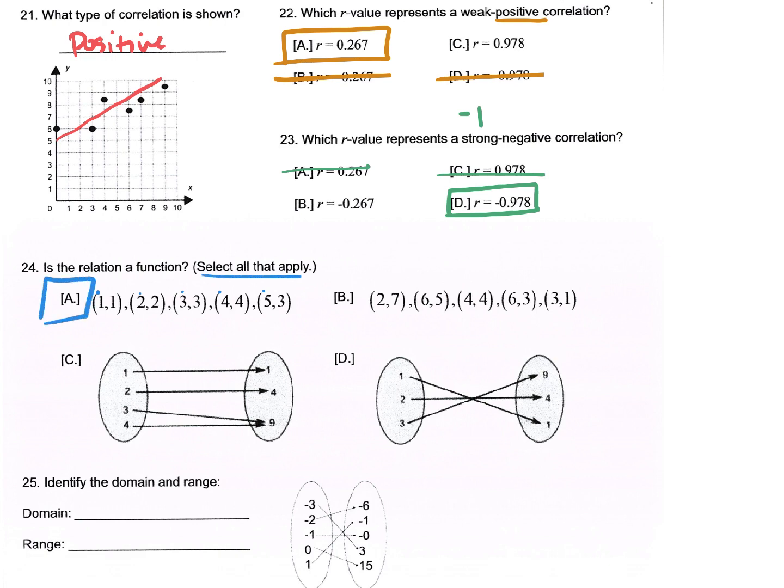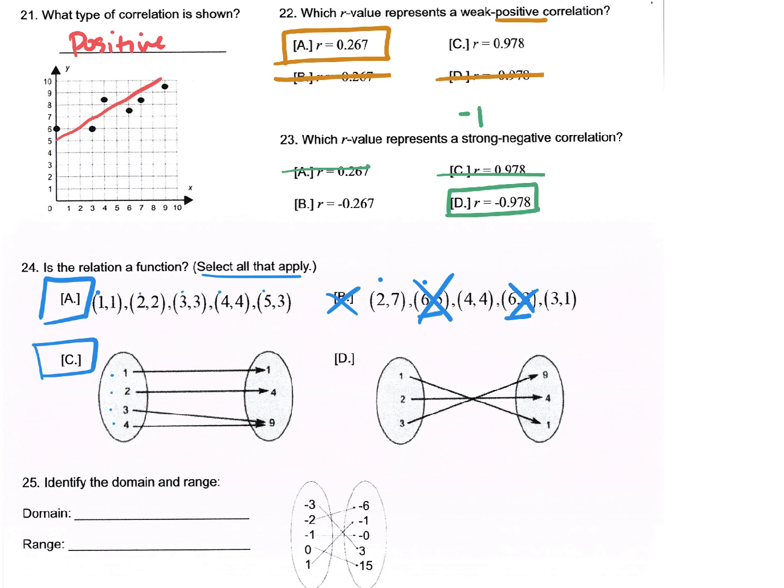But this says select all that apply, so we want to make sure to go through each one of them. B, 2 shows up only once, but 6 shows up in 2 spots. So this one is not a function. For C, this is mapping notation. Each one of these arrows only has one arrow going from the x value. So that actually is a function.